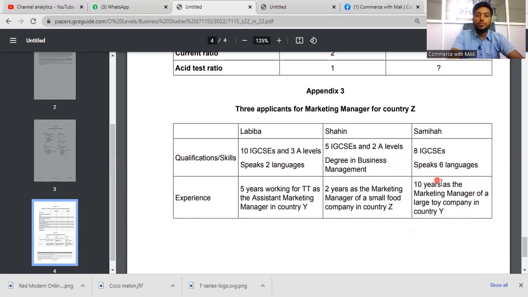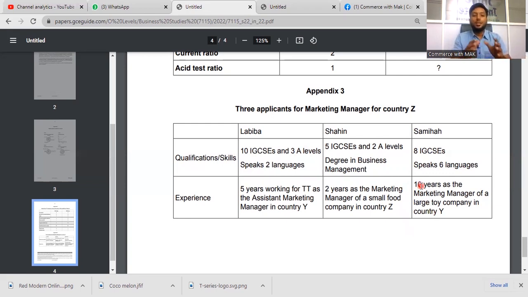But the problem is, she doesn't have a well-qualified background when it comes to education, like a degree in business management. In all three qualifications, if you see, she's the person who has the lowest qualification, but being marketing manager of a toy company is going to be an advantage.